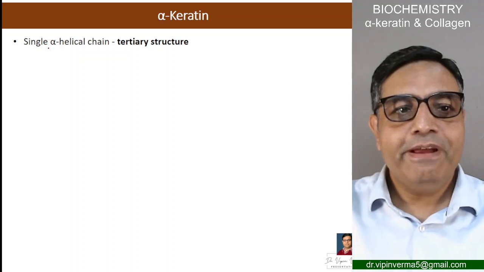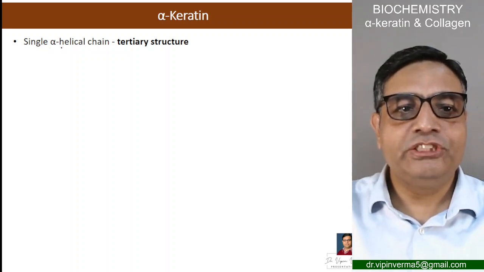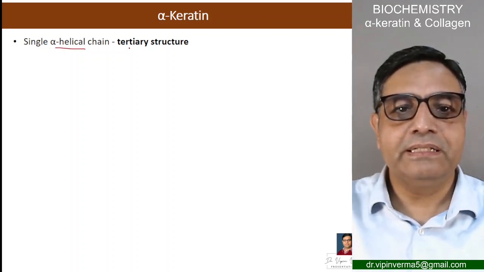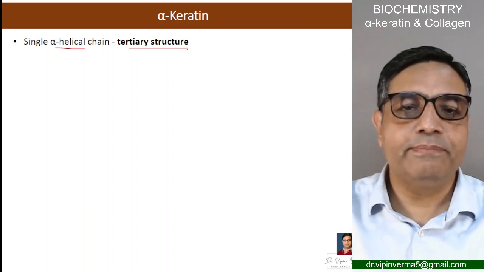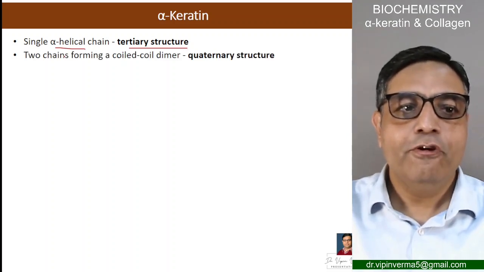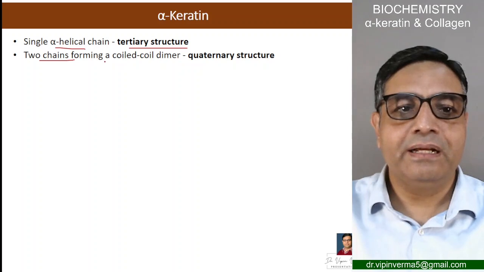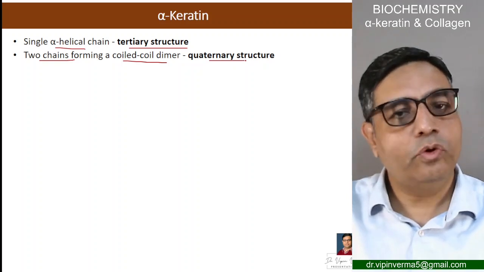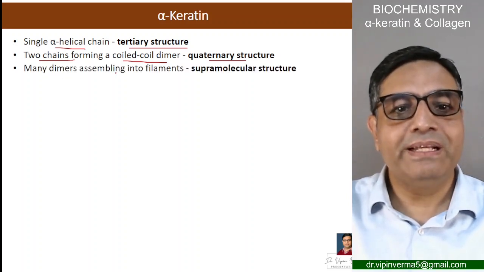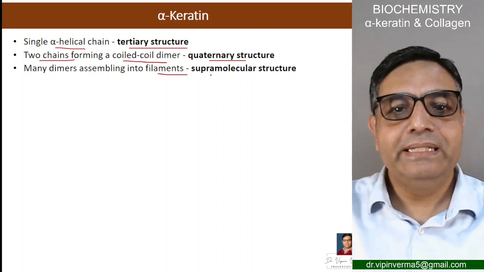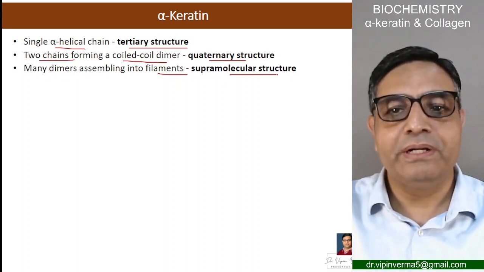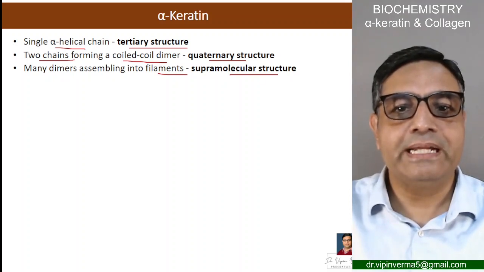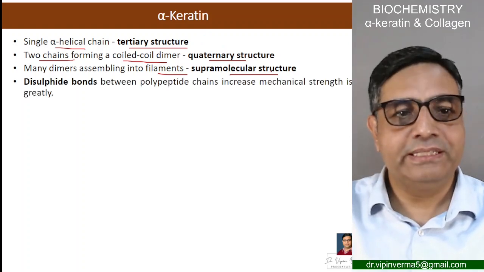Now when we see the single alpha helical chain, that represents the tertiary structure of the protein. But when two chains come along and form a coiled coil dimer, that makes the quaternary structure. Now many dimers, when they assemble into filaments, make a supramolecular structure. So basically alpha keratin is a supramolecular structure.